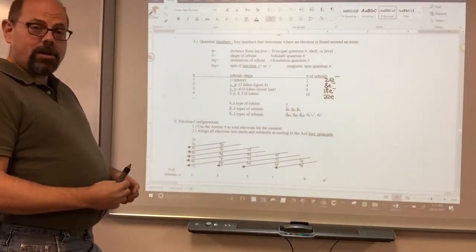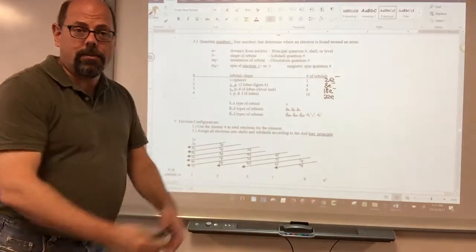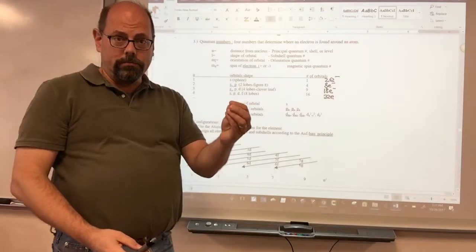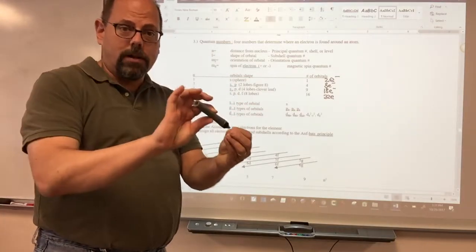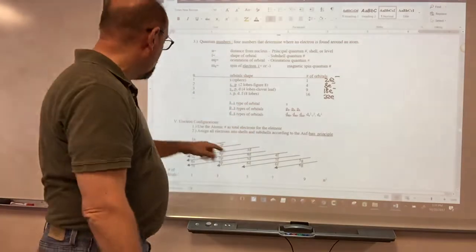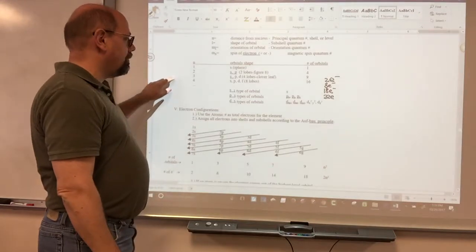So let's say I'm going to throw a bunch of electrons onto an atom. Where are they first going to go? The atom is positive, electrons are negative. They're going to try to get as close as they possibly can. So let's take a look at what that means.